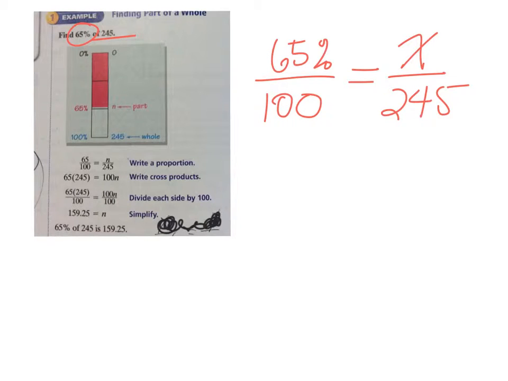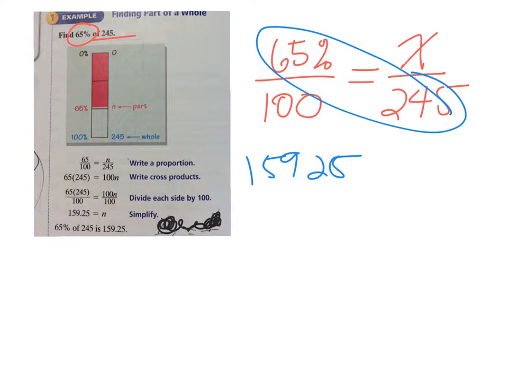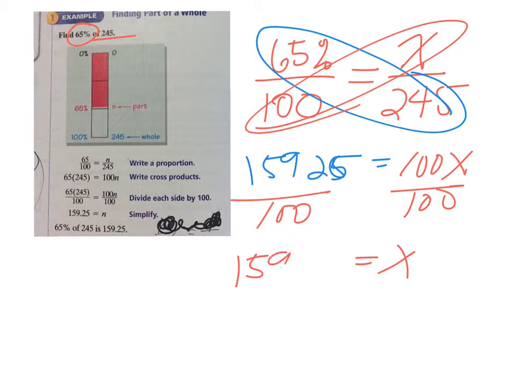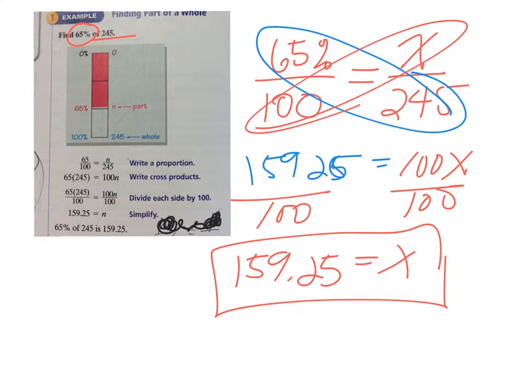Now again, we solve this with cross products. So in other words, I'm going to take that 245 times the 65, which is 15,925, and that equals the other cross product right here. So that's 100x. Divide off your 100, just like we did in all the other cross products that we solved. And x then is 159.25. So again, we would say the 65% of 245 is 159.25.